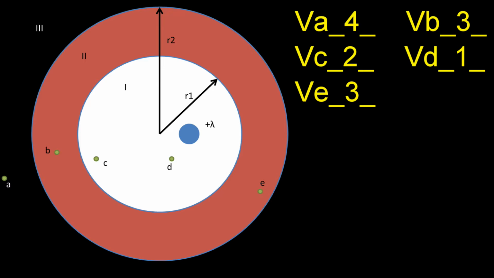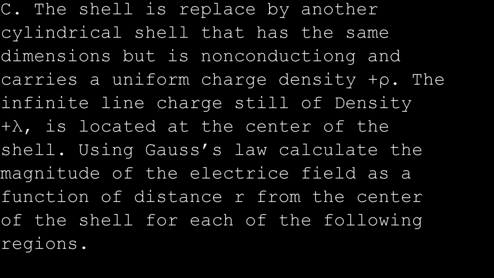D would have the highest electric potential, while A has the least, and B and E would be the same, while C has a higher potential than B and E, but less potential than D because it is further away from the charge itself. This brings us to part C.